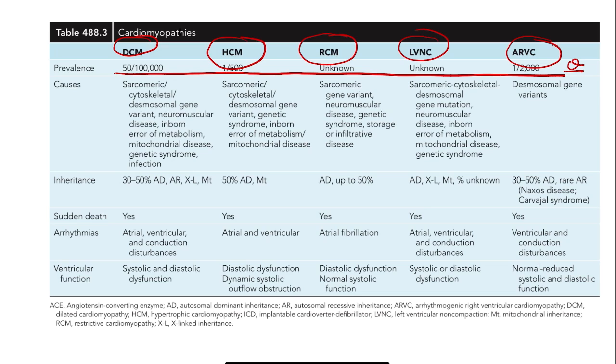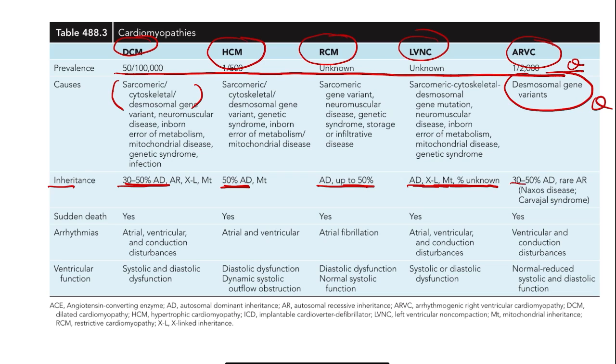Cause is basically sarcomeric, cytoskeleton, desmosomal gene. It is common for everyone except ARVC. Desmosomal gene variants are there. Okay. Inheritance, as you'll see: 30 to 50% autosomal dominant in case of DCM, 50% autosomal dominant in case of HCM, RCM is autosomal dominant in 50%, LVNC is autosomal dominant, X-linked and mitochondrial. Percentages are not known, so a question will not be formed here.